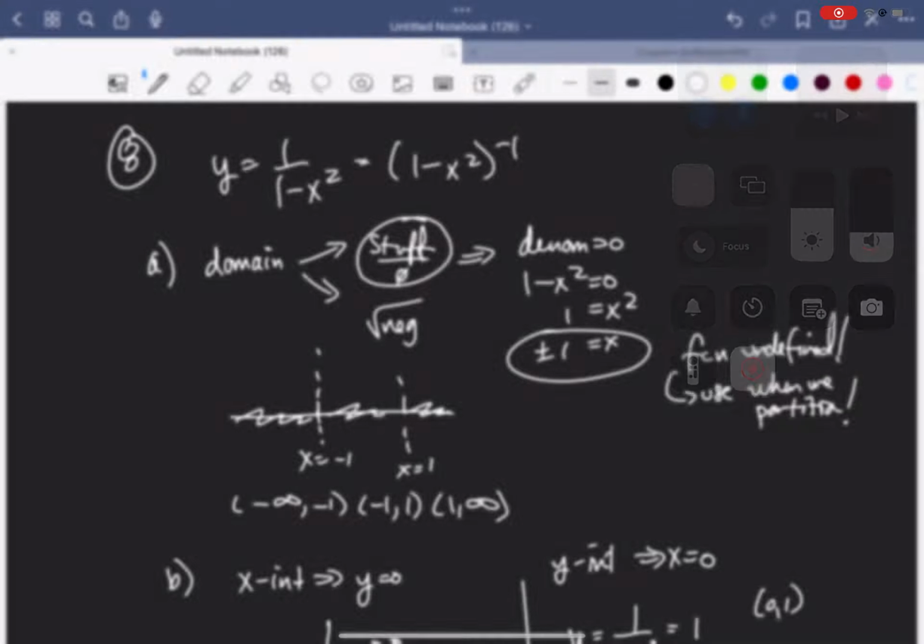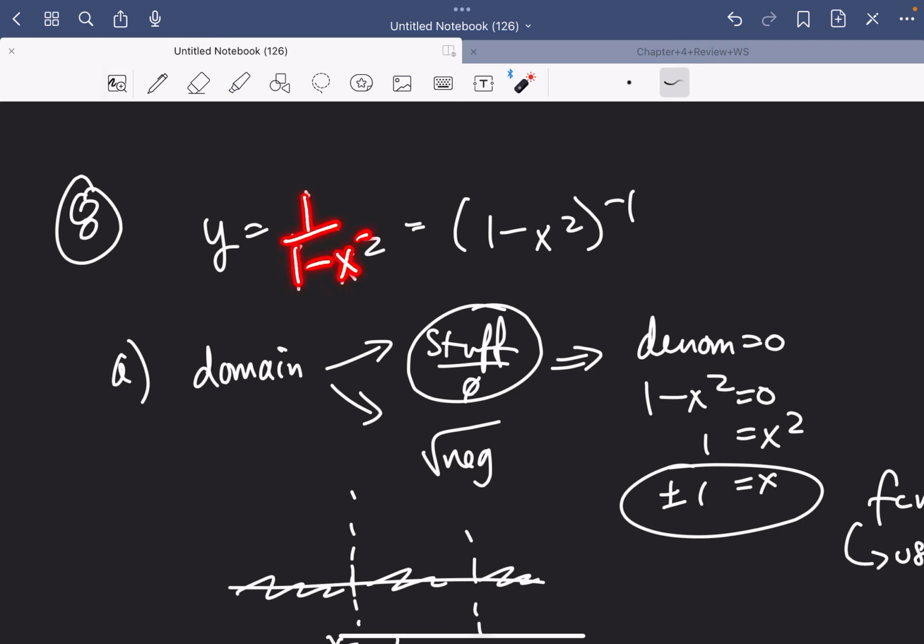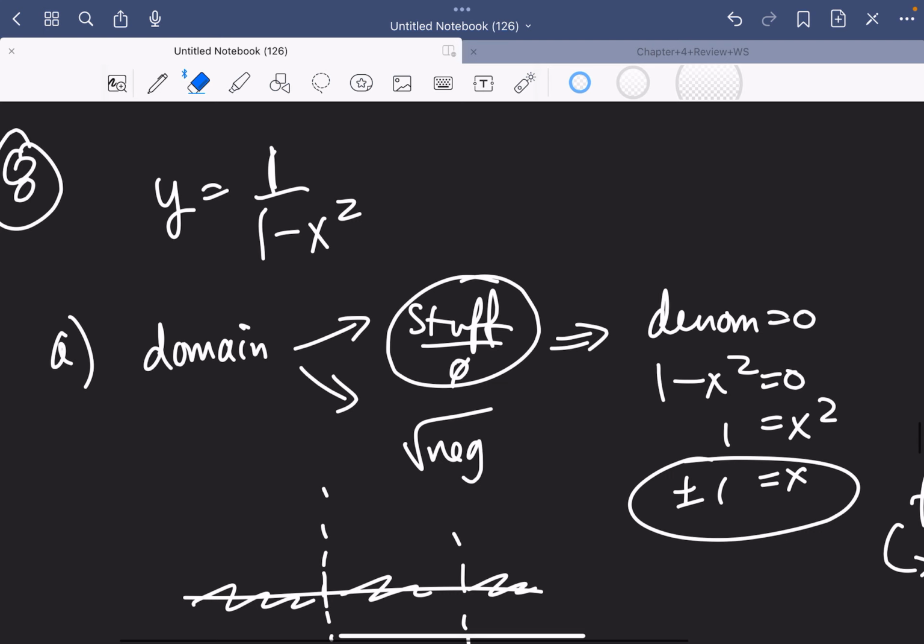Okay, so let us continue on. If we look at number 8, the function is 1 over 1 minus x squared. We know that later on a lot of math and science is about form, so later on we're going to change the form, but let's hold on for that for right now. First thing we do is say, look, where's the domain?